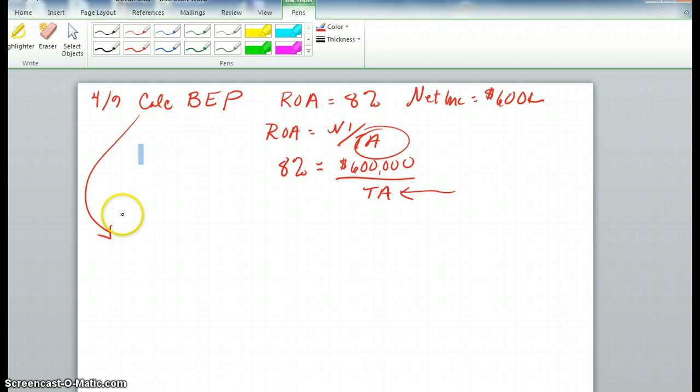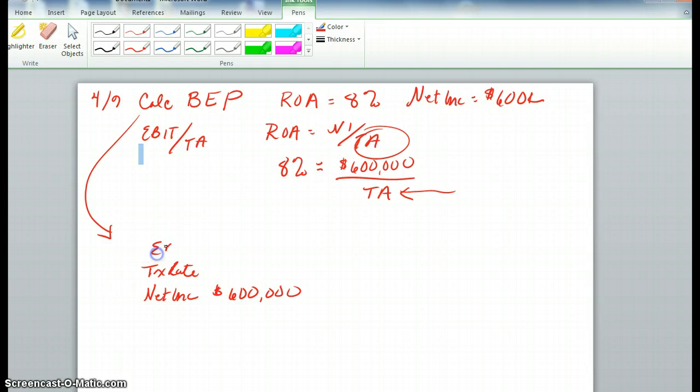But to calculate basic earning power, which is EBIT, earnings before interest and taxes, over total assets, we still need to know EBIT. And so we're going to do what we do very often in finance, and we're going to start at the bottom because we've been given net income. And we're going to work our way back up because we know the tax rate is 35%. And so we know that earnings before taxes is, we'll take 600,000 and divide it by 65%.